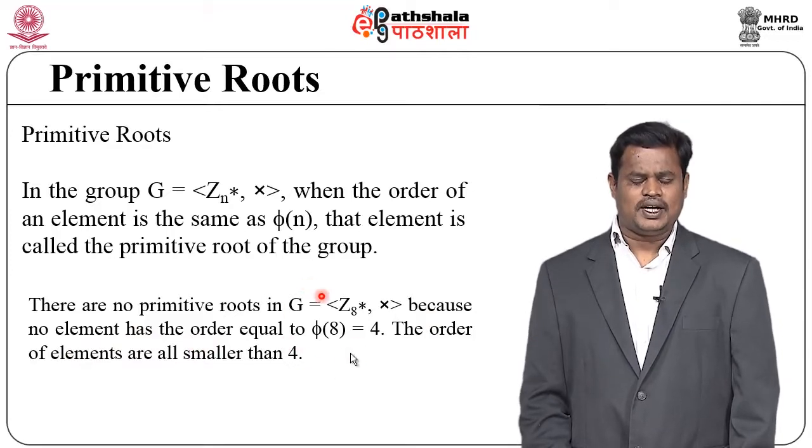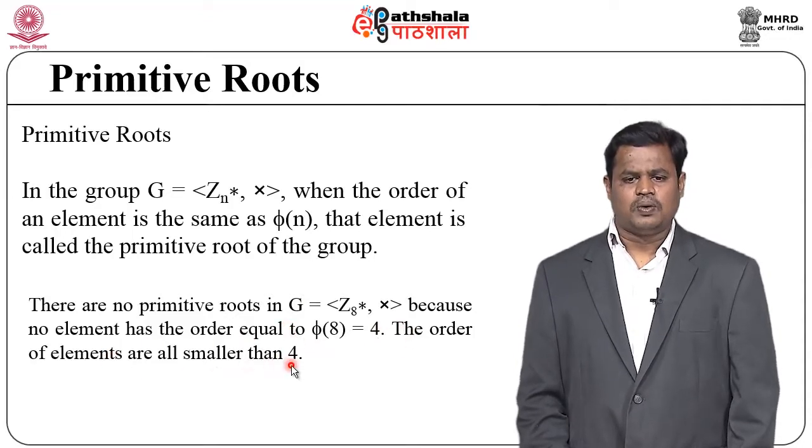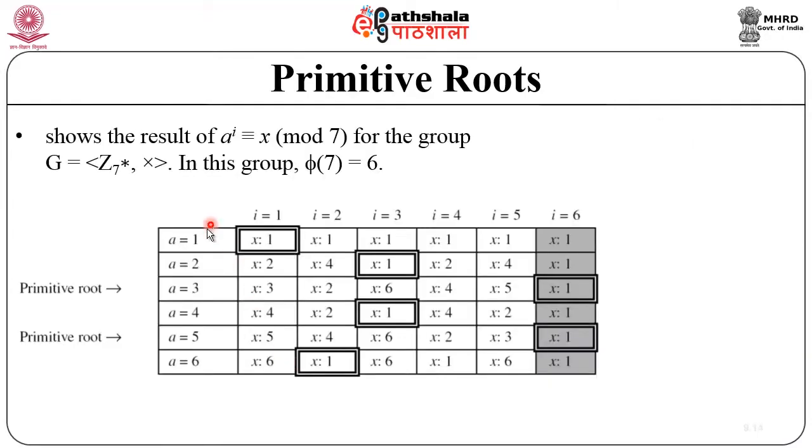Always when we do a trial and error method, the order of the elements is smaller than 4. So, there are certain groups where we do not have the primitive element. Now take an example. For example, I want to know which are the primitive elements.